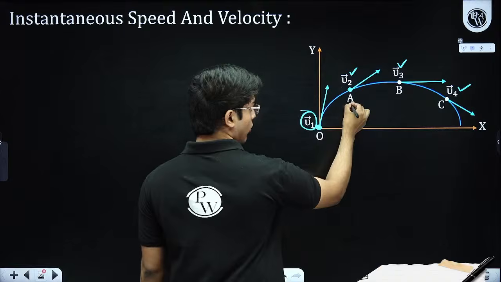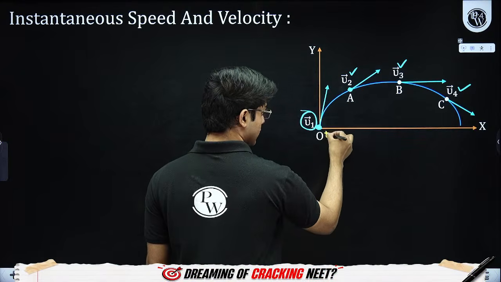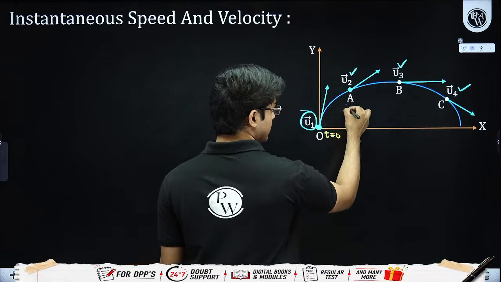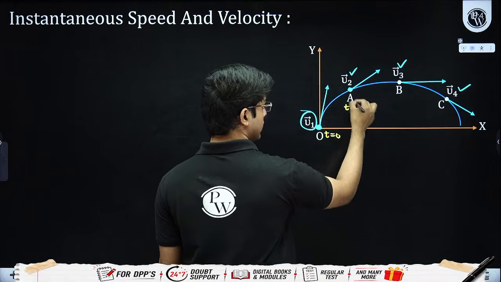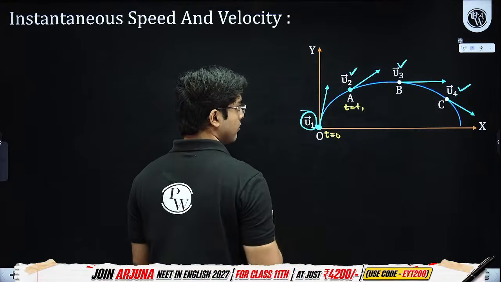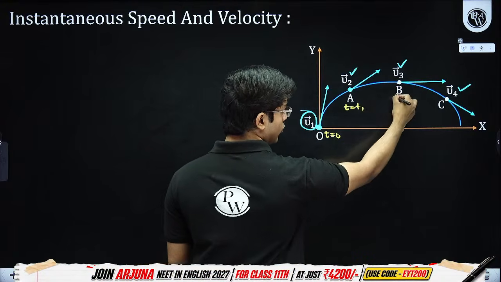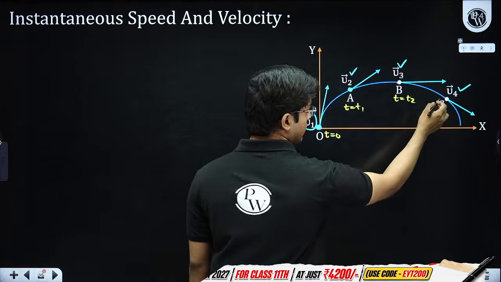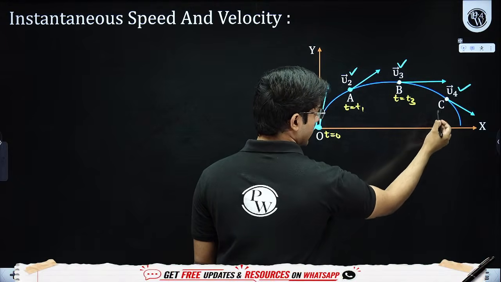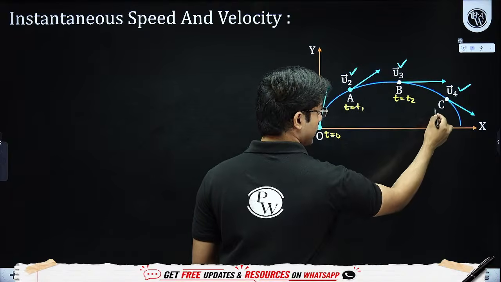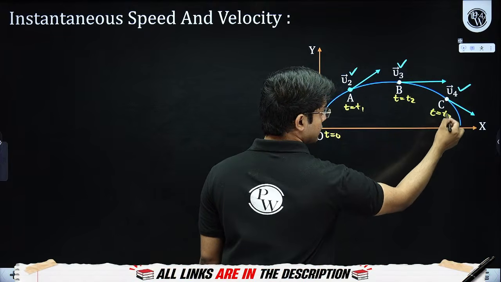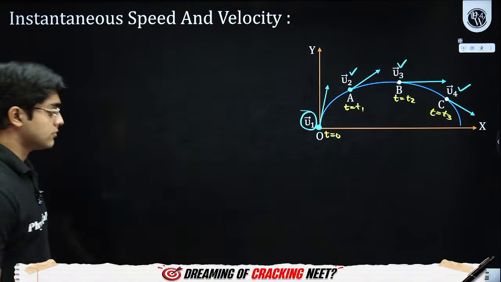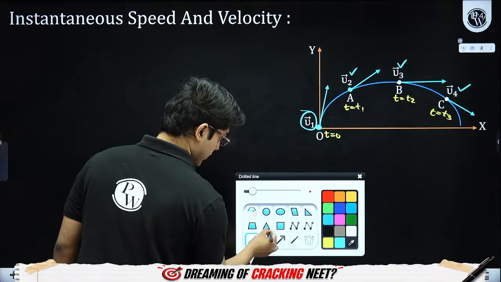Okay, so let's say this is t equal to 0, at 0 seconds. The speed is v1. Let's say at t equal to t1, the speed and velocity is v1. At t equal to t2, the speed and velocity is v3. And let's say at t equal to t3, the speed and velocity is v4. Okay, the speed at any instant of time, that's what we call the instantaneous speed.